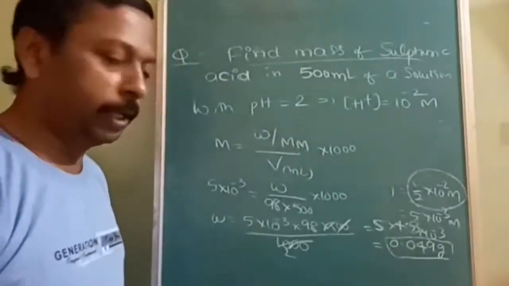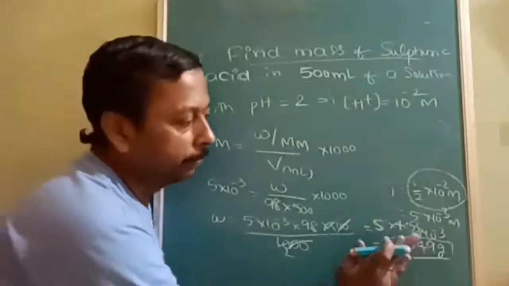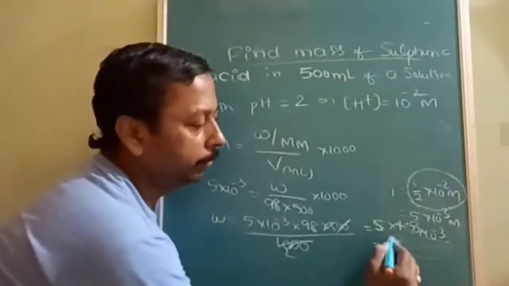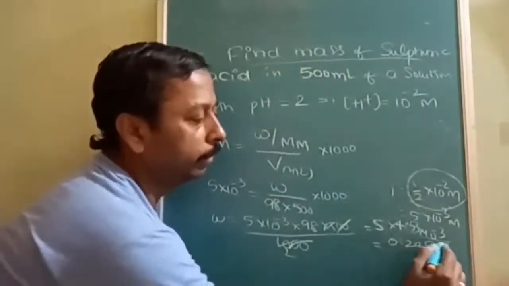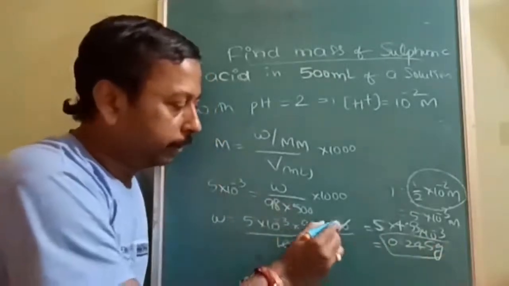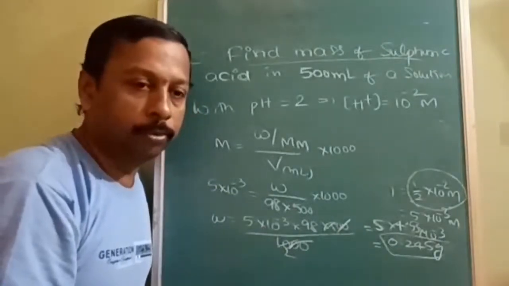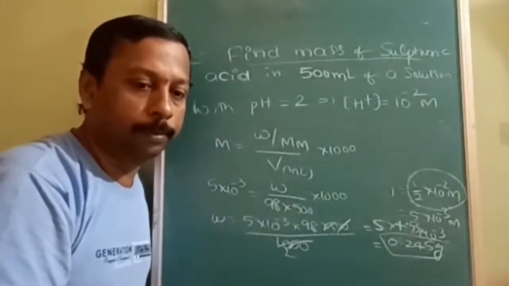98 by 2. How much we are getting? Okay. On simplifying this way, you will get 0.245 grams. This is a simple mistake I have done. This 5 divided by 2. Okay. Answer will be 0.245 grams, I hope.